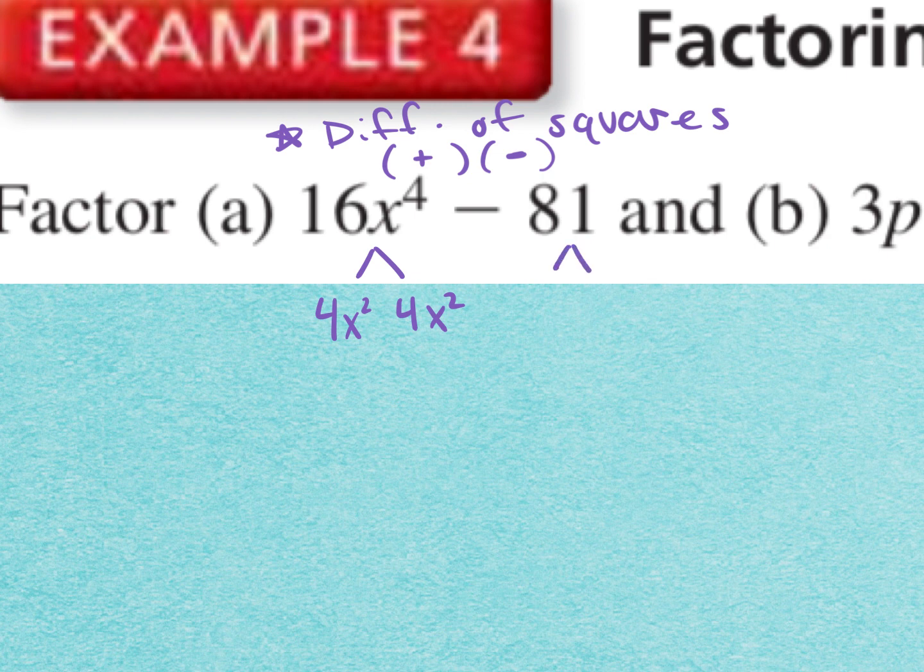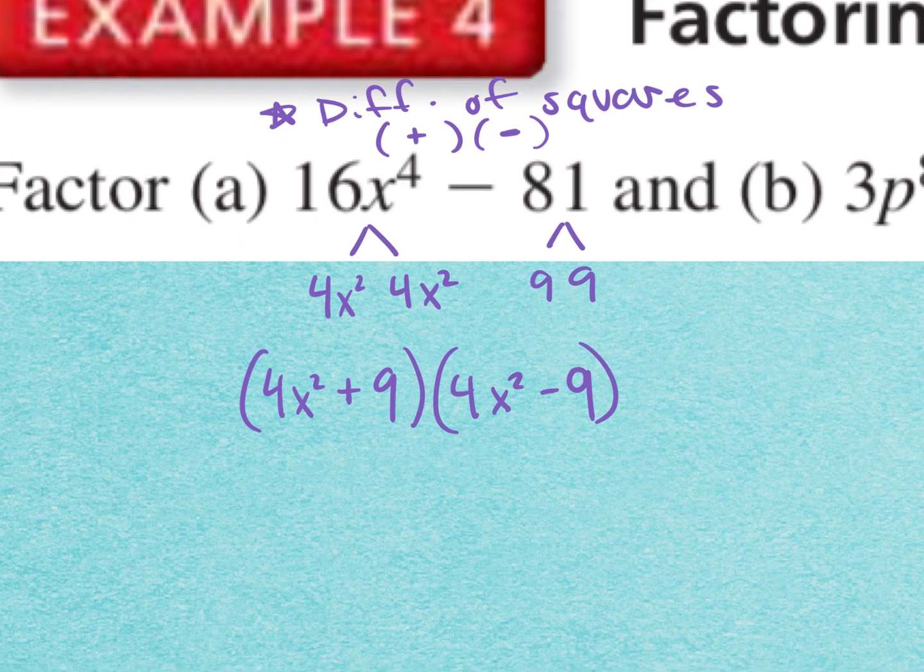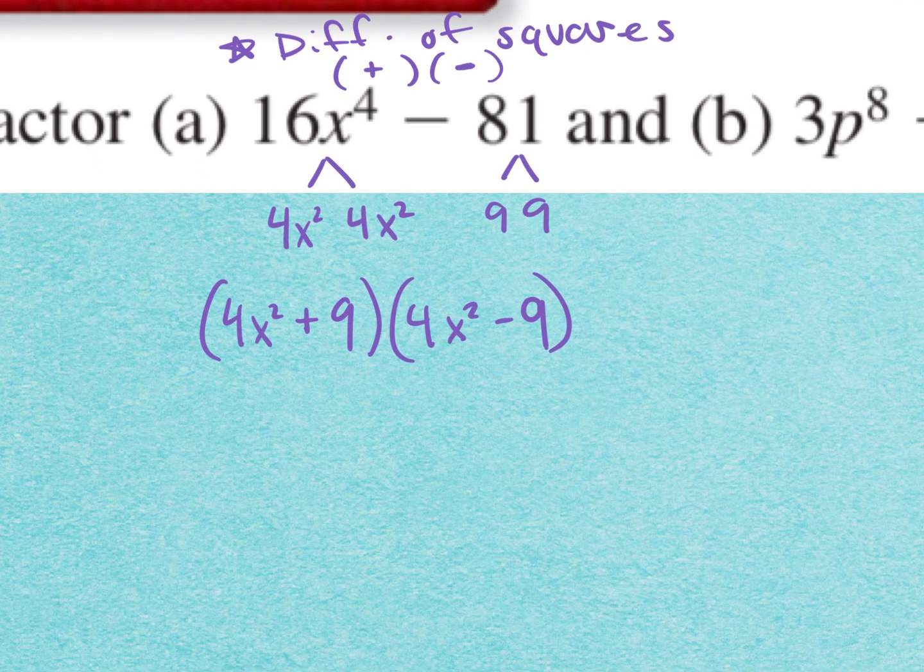And then what are my 2 factors of 81? 9 and 9. So in my parentheses here, I would put 4x squared plus 9 and 4x squared minus 9. Now we always need to check: can this be factored anymore? Yes, the right one, because the right one, again, is the difference of squares. 4x squared is a perfect square, and 9 is a perfect square.